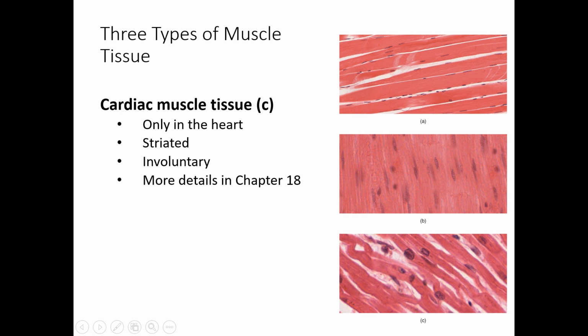Cardiac muscle tissue. The only location for that one is inside of our hearts. It is striated. You can see a little bit right here. It's also involuntary, and mostly we'll be talking about it in A&P 2, Chapter 18, the cardiovascular system.